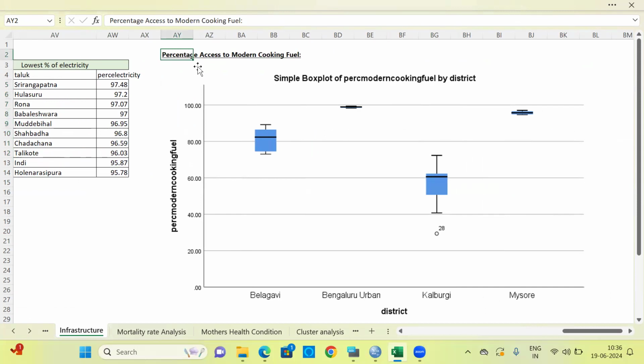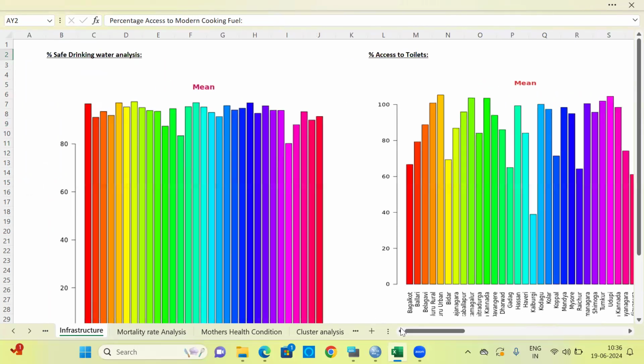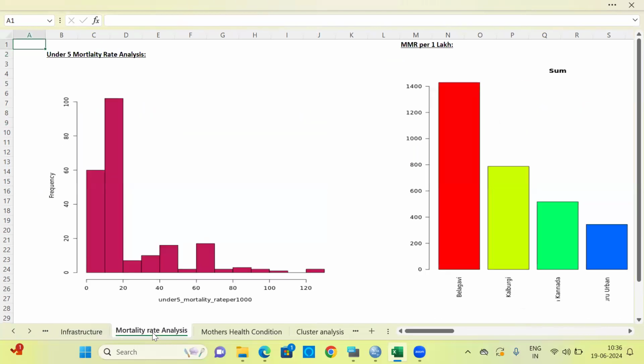Here, I've looked at the percentage of access to modern cooking fuel. In the x-axis, I have taken Belagavi, Bangalore Urban, Kalburgi, and Mysore. What tops the list would be Bengaluru Urban and Mysore, which have the highest percentage of access to modern cooking fuel. So in this slide, what we have seen is a comprehensive analysis of the distribution of safe drinking water, access to toilets, electricity, and other important variables. Let's now focus on mortality rate analysis.